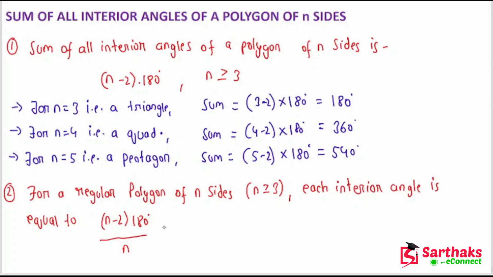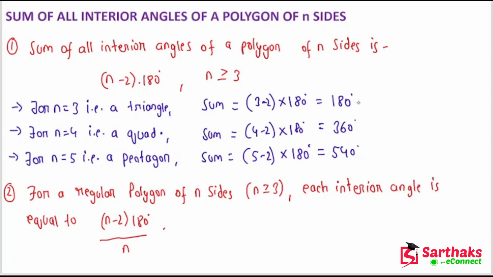Okay, so this formula simply says that if you have a regular polygon, then all interior angles are the same. So each angle will contribute the same amount towards this sum. If you divide by the number of angles, you will get the measure of each angle. That is, if in a triangle all the three angles are the same, divide the sum by 3, you will get 60 degree.